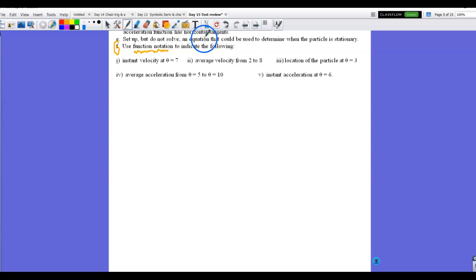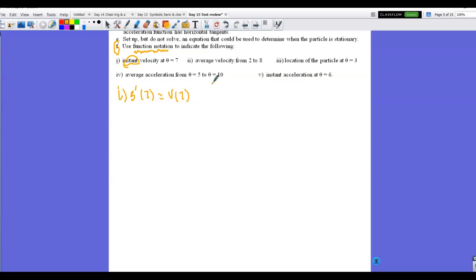Look at the words. It's all about reading. In the first one, I'm looking for instant velocity. So for instant velocity, here are all the different ways I could represent that. I want the instant velocity at theta equal to 7. So I could say S prime of 7. Or I could say V of 7.